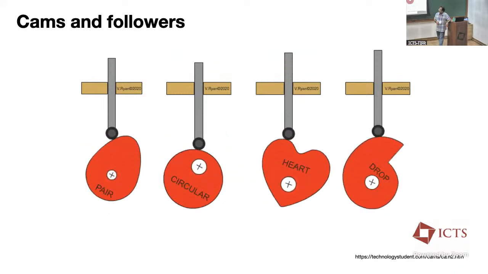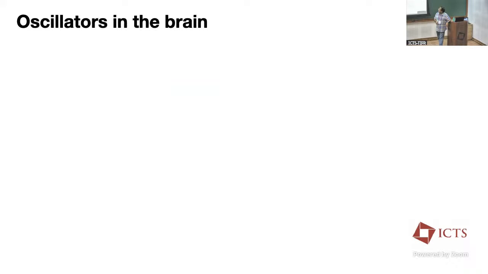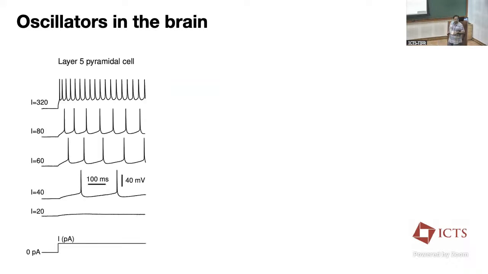So the idea out here is that, of course, your brain is replete with oscillators. If you look at a very simple layer 5 pyramidal neuron, you could inject currents into the neuron, and that would lead it to spike. And depending on how much current you inject into it, you will get different frequencies of firing, right? So here's a single neuron that acts as an oscillator.